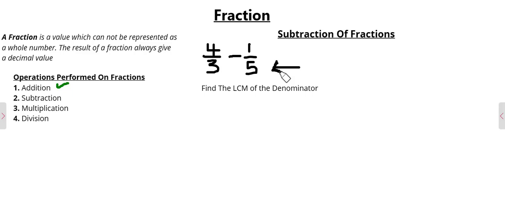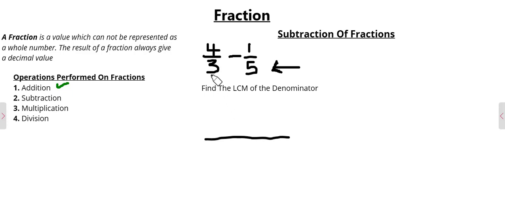Now the denominators we have there are 3 and 5. So we are looking for a number which can be divided by 3 and 5 without a remainder, and we are most interested in the least number, the lowest number which 3 and 5 can divide without a remainder. Again, I'll leave the link to the video on how to find LCM in the description of this very video. It's going to be helpful to you in knowing how to find the LCM of numbers.